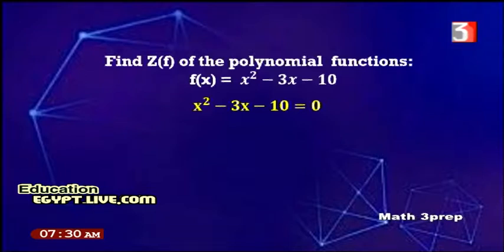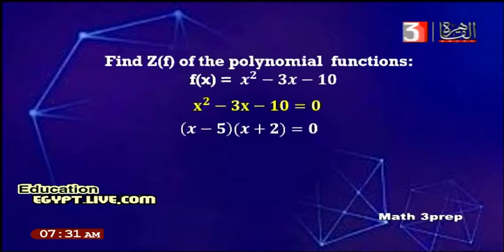But here, the last term is with a negative sign. So one bracket will be with a positive sign and the other with a negative sign. And the greater number will take the sign of the middle term. So the greater number is 5. It will take the sign of the middle, which is negative, and the other one will be with a positive sign. So the two brackets will be x minus 5 multiplied by x plus 2 equals 0.